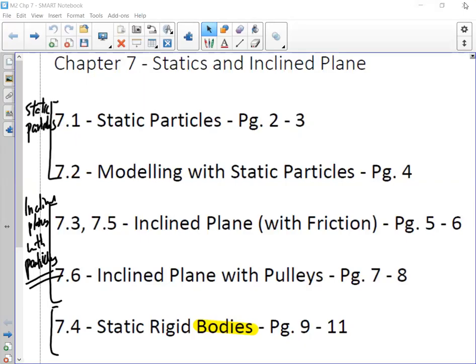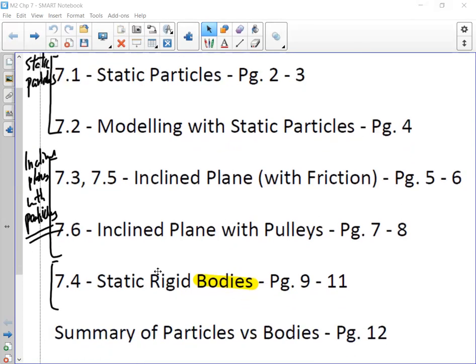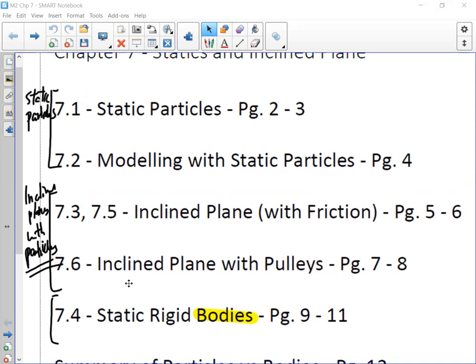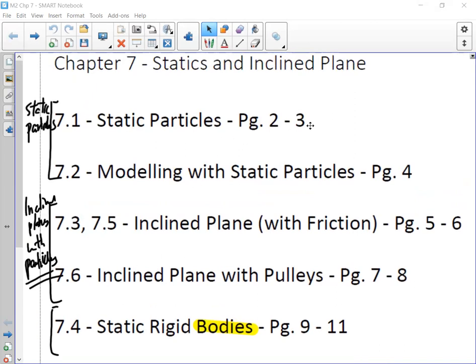In this lesson, we are looking into the last bit of chapter 7, which is about static rigid bodies, 7.4. If you remember, in the beginning of chapter 7, I did mention 7.4 is a standalone chapter, I would say, compared to the previous. We're still working with forces. However, we're not working on particles anymore. So 7.1 all the way to 7.6, apart from 7.4, is about particles.